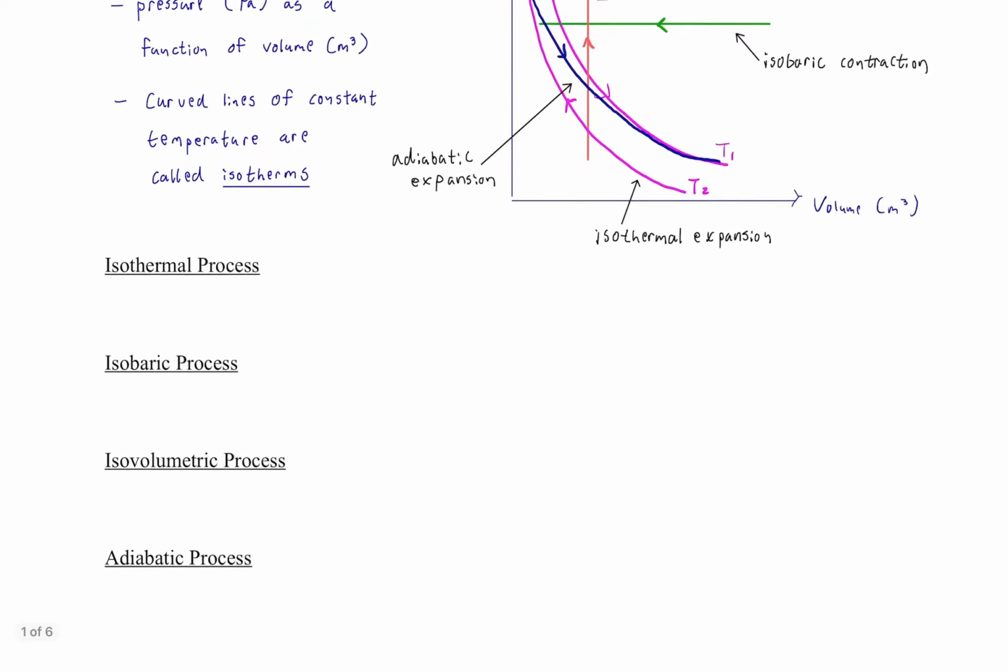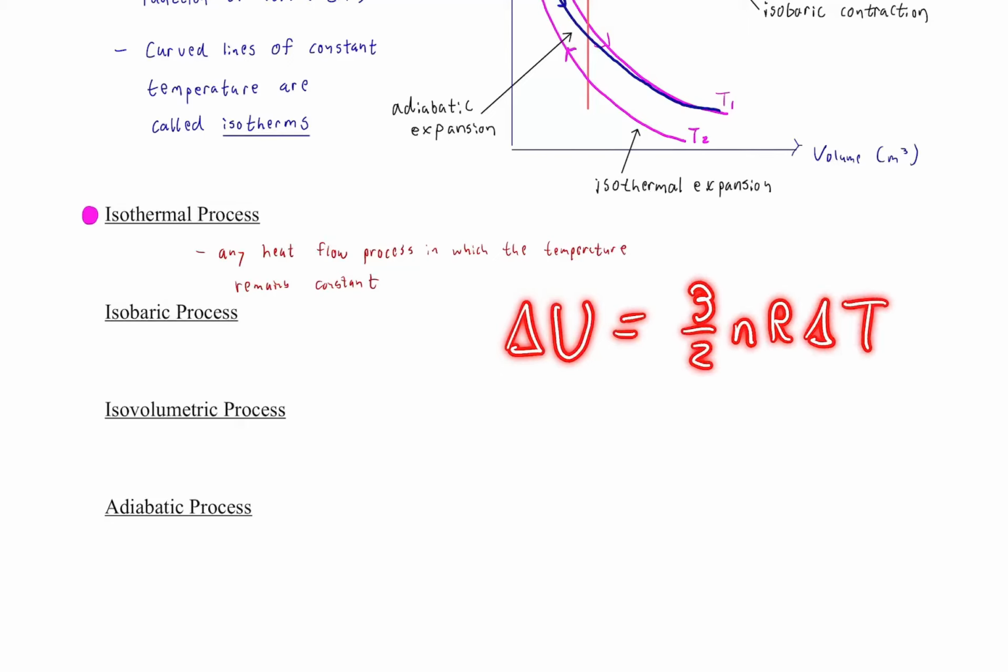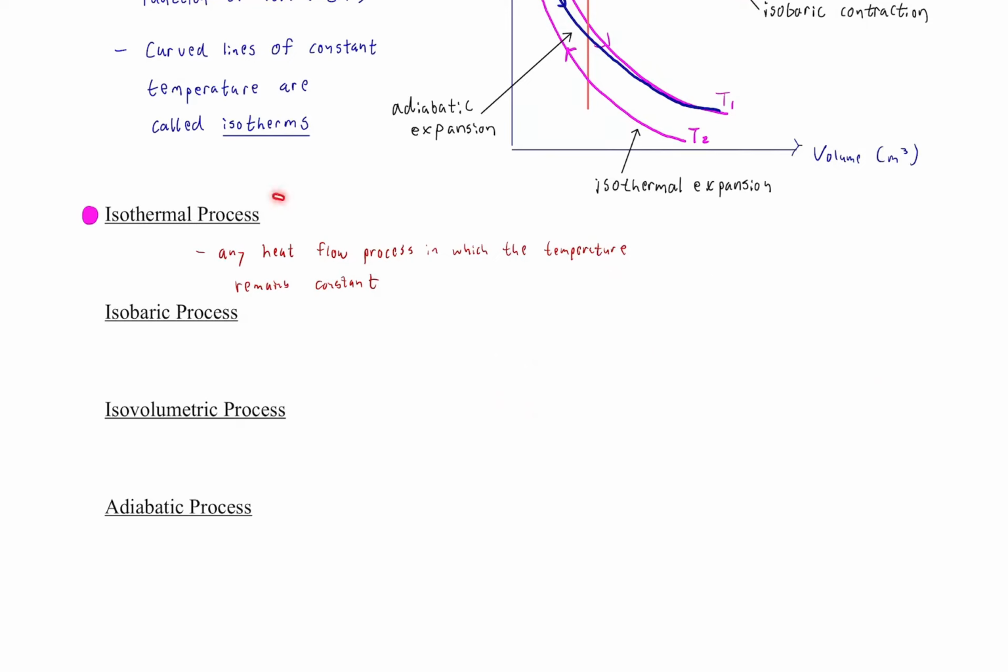All right, so let's quickly summarize the four processes that I drew in the diagram. So first one, this is an isothermal process, any heat flow process in which the temperature remains constant, okay? So you can still have heat entering the system, but that means that the internal energy can't change because the temperature doesn't change. Because remember, the change in internal energy was 3/2 nR delta T for an ideal gas. And we're always going to assume that the thing that's undergoing these processes is none other than an ideal gas. So that means that in this case, if no temperature change, your change in internal energy will be 0. Okay, so that's isothermal processes.